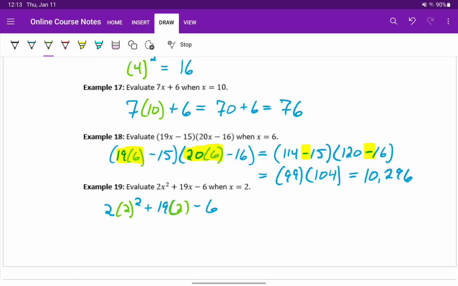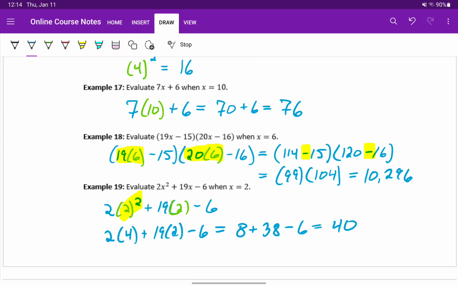Whenever we have an exponent, we want to keep in mind that it only applies to whatever that exponent is directly next to. So in this first term, where we have 2 times 2 squared, the only thing that gets multiplied is that second 2. So this will become 2 times 4 plus 19 times 2 minus 6. Then we can go through and take care of those two multiplication steps to get 8 plus 38 minus 6, or 40.